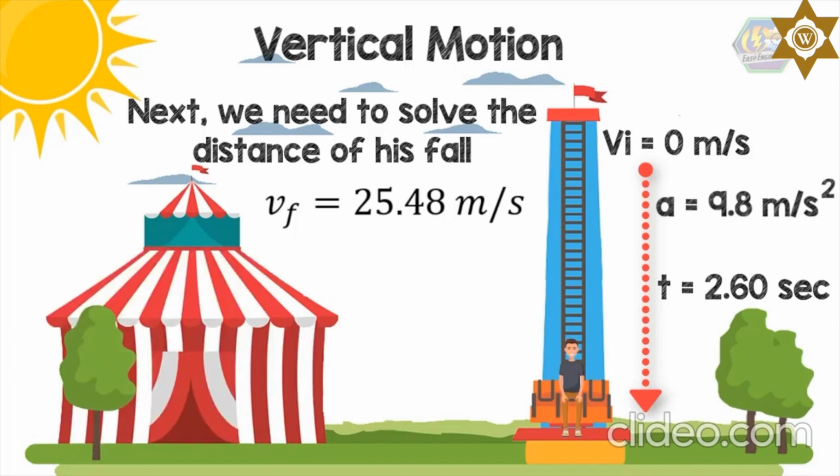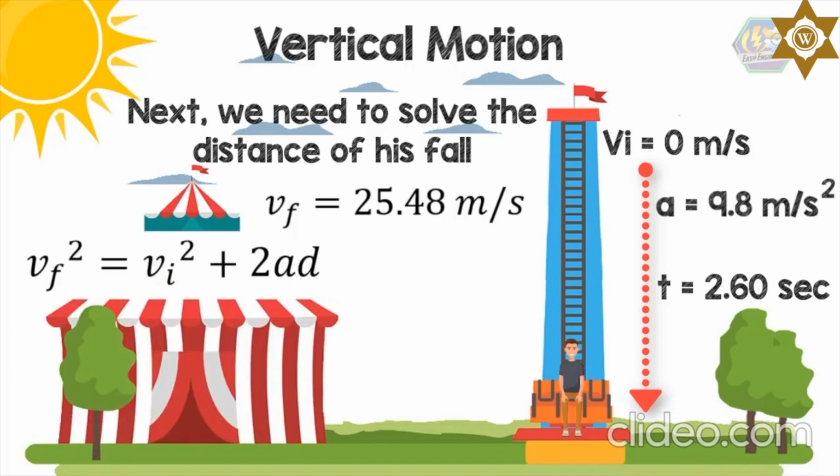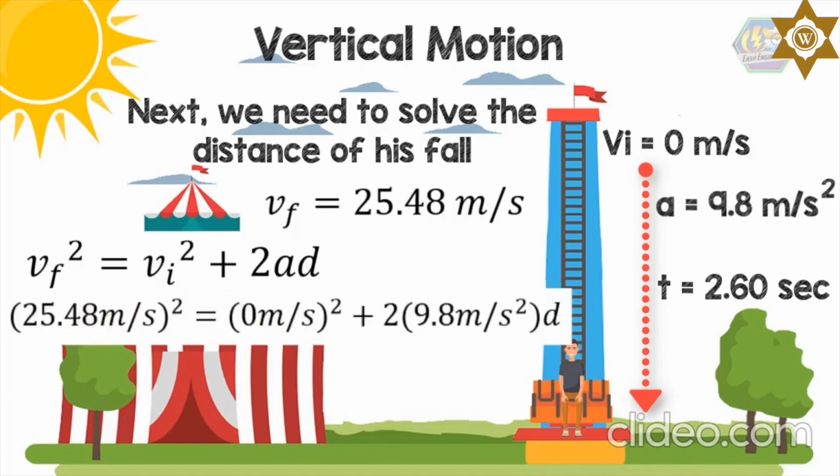Even if we use equation 1, we will arrive at the same answer. Now let's try it. We input the initial velocity, acceleration, and time, and solve for the distance. So it is the same as the value we get if we use equation 4, which is 33.12 meters.